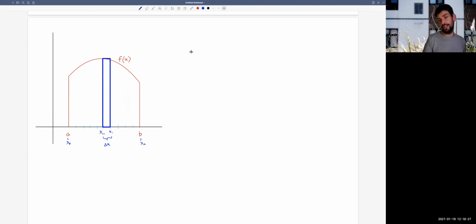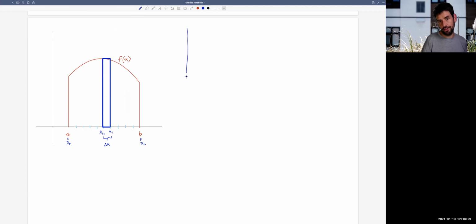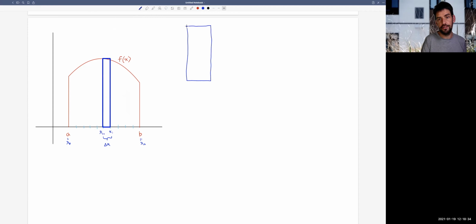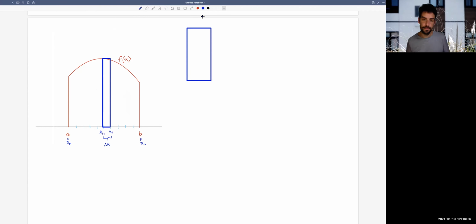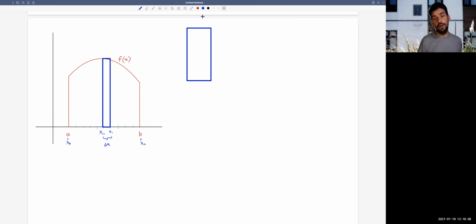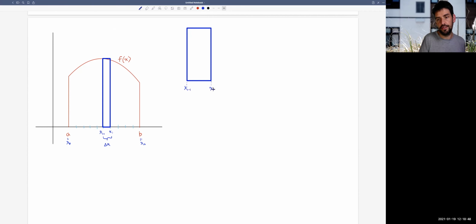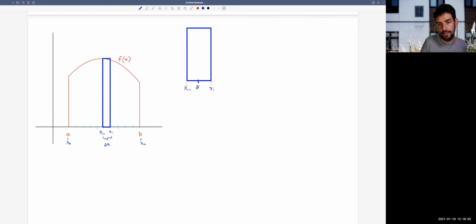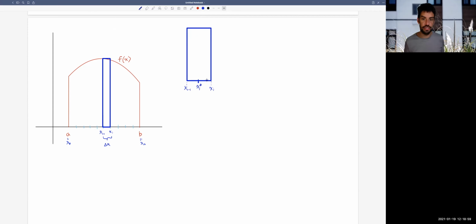So I'm going to take this rectangle and move it out here. So imagine this is the same rectangle. I just want to draw it. I'm exaggerating the width to make it easier to draw things. There's our rectangle. Now, remember this side of the rectangle was x sub i minus 1. This side was x sub i. And we used the midpoint. I'm going to call that x sub i star to determine the height.